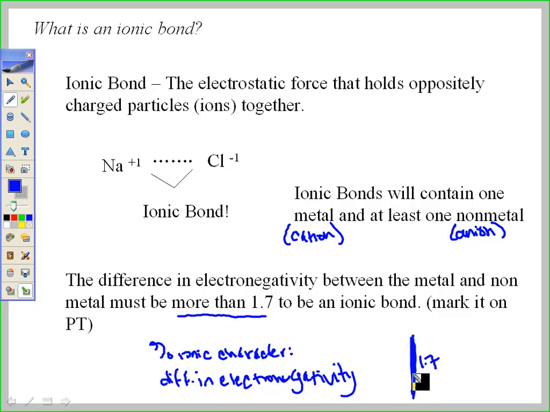And so we want to make a heavy line right there, that anything above 1.7 in electronegativity difference is going to be considered an ionic bond. And we'll talk about what that means here in a second. But make sure you mark that on your periodic table. If you need to pause right now so that you can do that, go ahead.